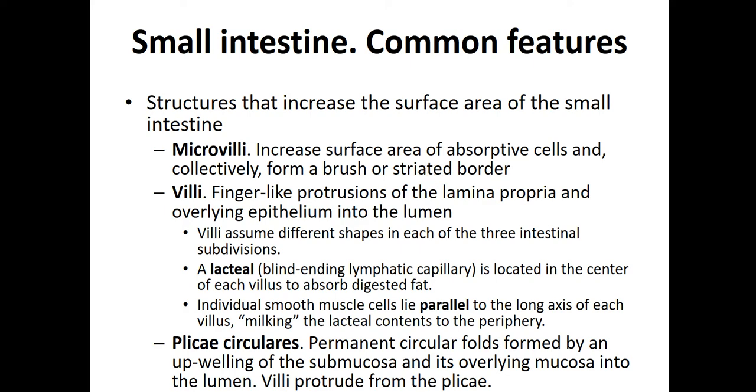Then we have villi. Villi are a structure made by the cells, so there are many cells forming a villus. Microvilli are a property of one cell. Villi are a property of a few cells, and actually it's a protrusion of lamina propria and overlying epithelium into the lumen.